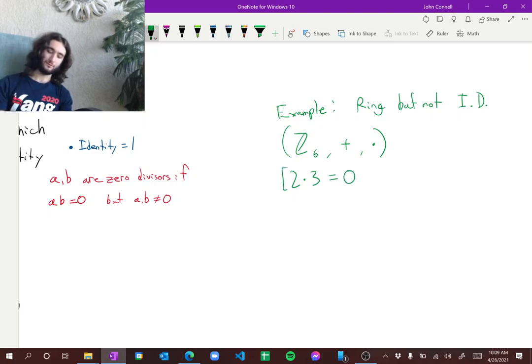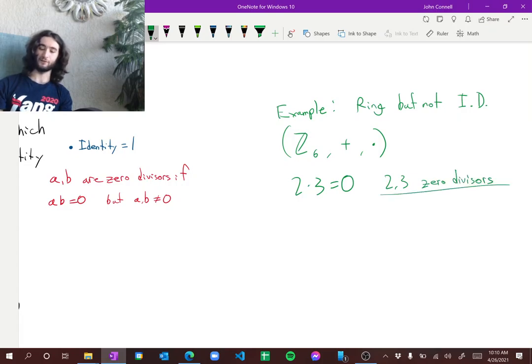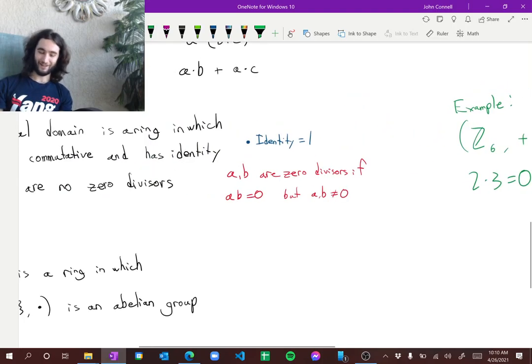Different people prefer some variation on how to write it, however you like to write it is fine. I'm just going to say 2 times 3 is 0. So this ring does have zero divisors. There are 2 non-zero numbers which, when you multiply them together, make 0. So 2 and 3 are zero divisors. And that is, you might imagine, not unrelated to the fact that they are divisors of 6.